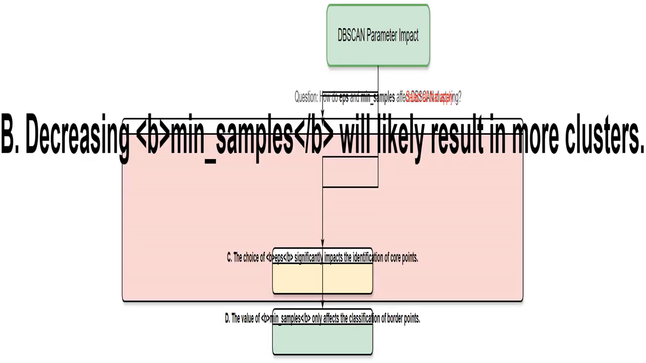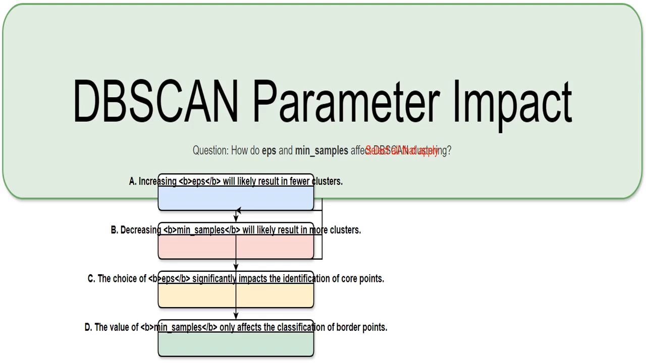This means the radius size, eps, directly influences which points are considered central or core points of a cluster. A larger radius will identify more core points, while a smaller radius means fewer will qualify. I understand this to mean that increasing the search radius will lead to fewer, larger clusters. Points that were previously in separate, smaller clusters will now be grouped together because they fall within the larger radius.